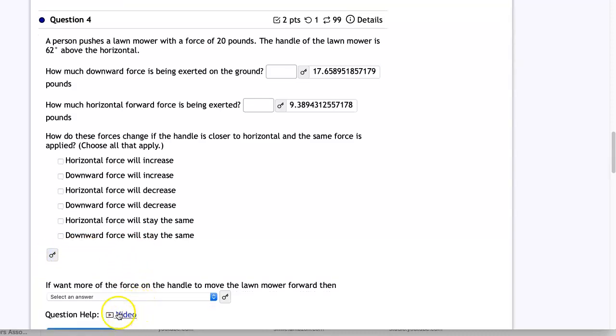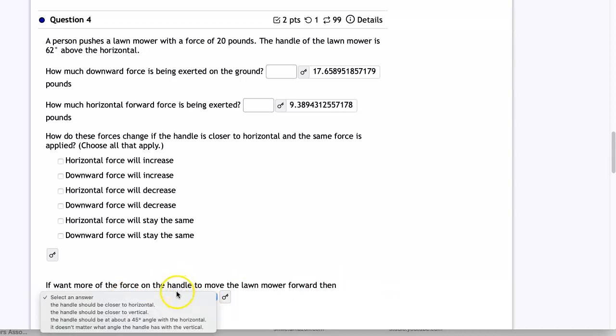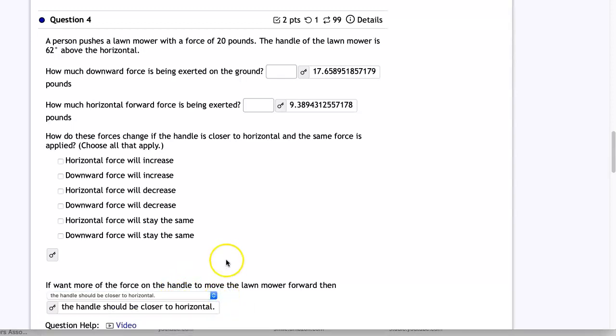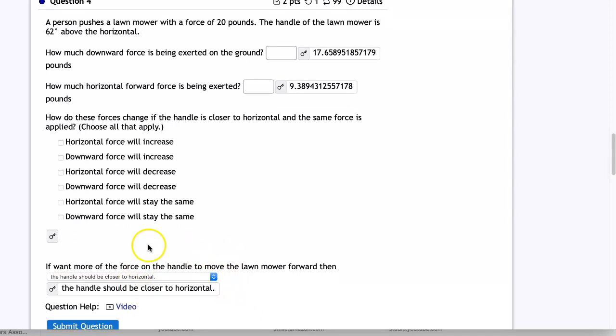There's also a video here, but if you want more of the force of the handle to move the lawnmower forward, then, and I already just said this, the handle should be closer to the horizontal, except the problem of that, of course, is that it's going to break your back. But that would be the ideal way of getting as much force as possible.